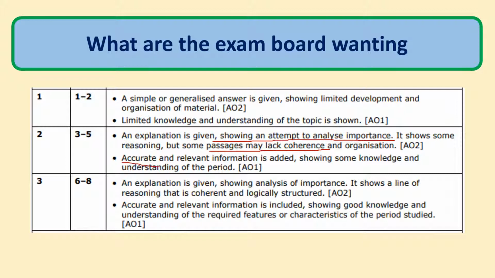And that's why it says here that sometimes the passages may lack coherence and organization. Accurate information has to be applied to get level 2, showing some knowledge and understanding of the period. And obviously level 3 means that a solid explanation is given. It shows analysis of the importance, so you're going back to that importance as a focus, and it's logically structured. Accurate relevant information is included. Good knowledge and understanding is required.